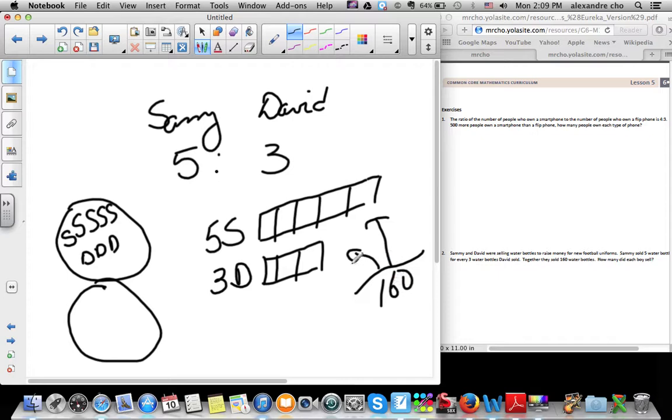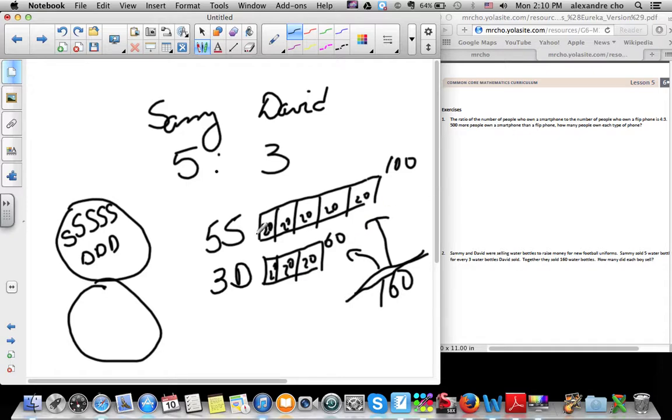How would you put 160 evenly into 8 boxes? Well, each of them would get 20. 20, 40, 60, 80, 100, 120, 140, 160. There. So if I had 160 bottles sold that day, Sammy over here sold 100 bottles, and David sold 60.